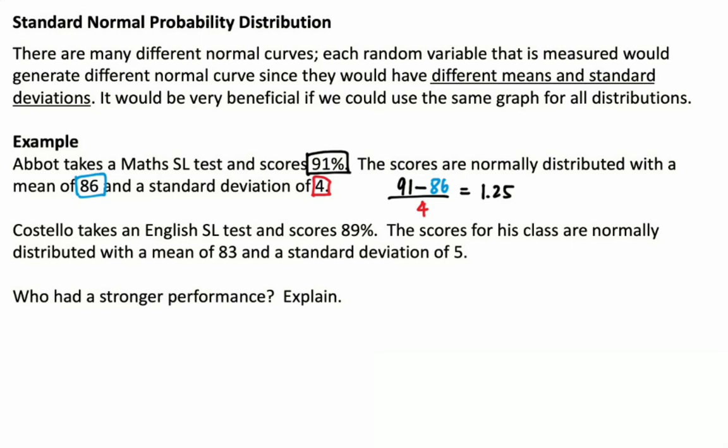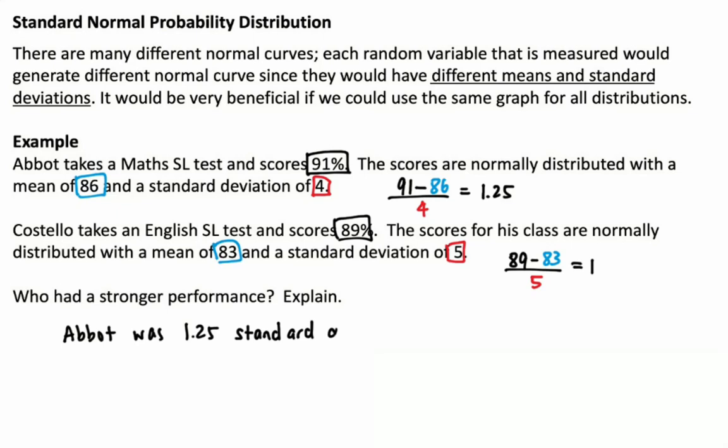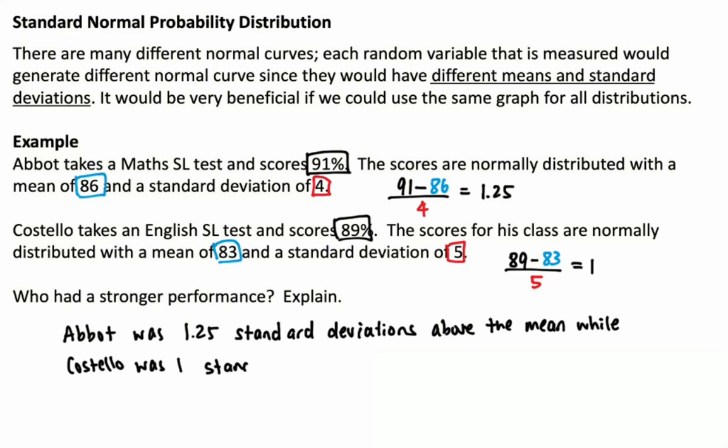Now let's do the same thing with Costello's score. We'll take his score and we'll see how far it is away from the mean. So 89 minus 83, and then we're going to divide by the standard deviation, which is 5. So it turns out that Costello is 1 standard deviation above the mean in this case. So it looks like, based on both the raw score and the overall standardized performance, Abbott had the stronger performance. And therein lies the utility of Z-scores.